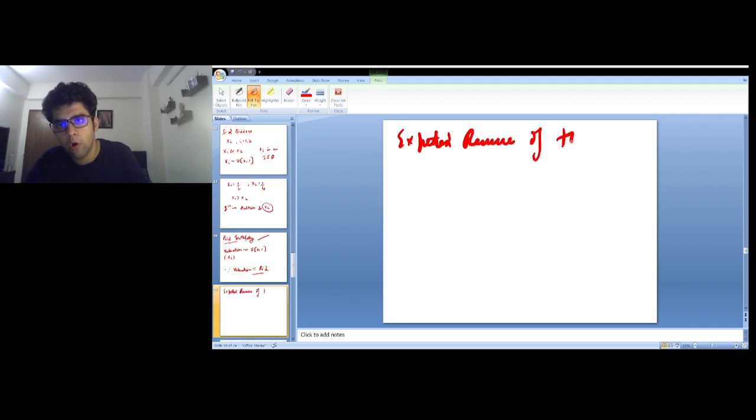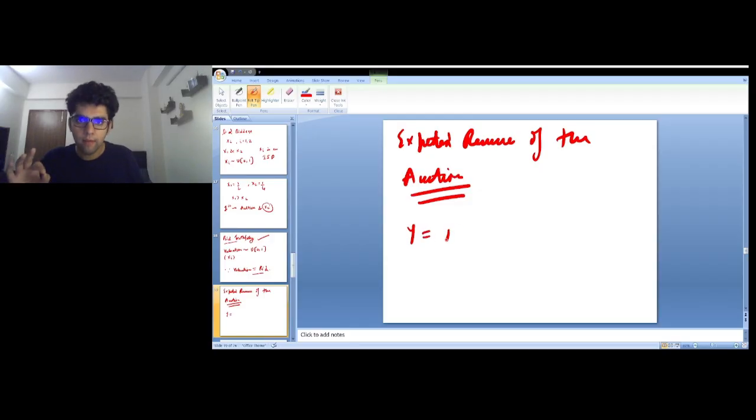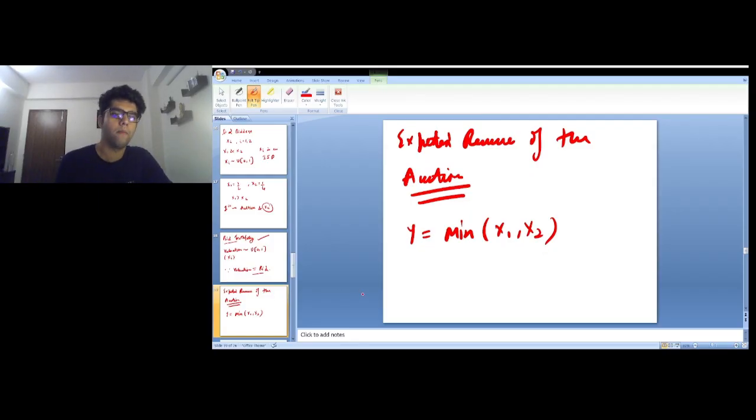of the auction. This means that we need to find the expected value of a variable y, which is min of x1 comma x2, right? So if I am bidding half, you are bidding 1/4, I win the auction, but I am going to pay 1/4, right? This is the amount that I am going to pay, right?